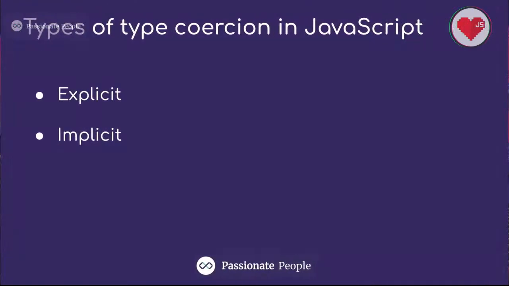So first of all, there are two types of coercion that can happen in JavaScript. One is explicit, and the other one is implicit. Explicit is when you are purposefully trying to cast one type to another type. Let's say you have a string of numbers and you want to cast it to a number. That's explicit casting. Implicit is when you don't necessarily try to do it, but it happens anyway because of how the language is built.